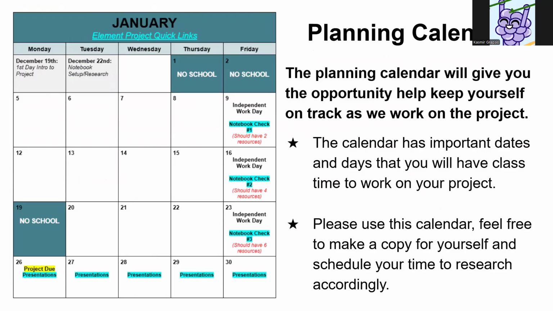So the planning calendar. On our Element Project quick links, you will always have access to this planning calendar. Every Friday, you will have an independent work day, meaning you will have the entire class period to work on your element project and research. During that class period, I will call you over to have a mini conference to check on your notebooks. Each notebook check has a checkpoint of how many resources you should have.